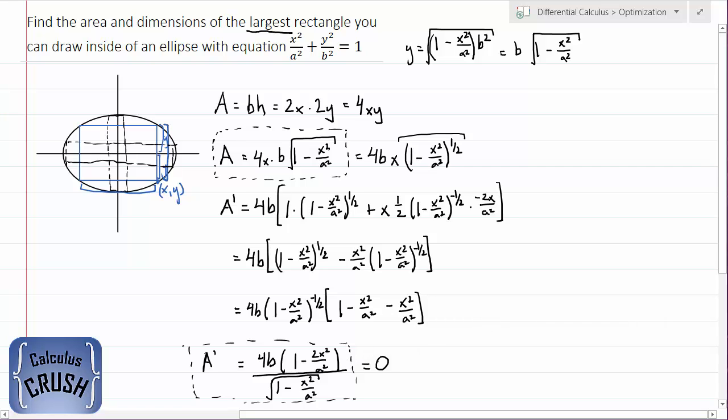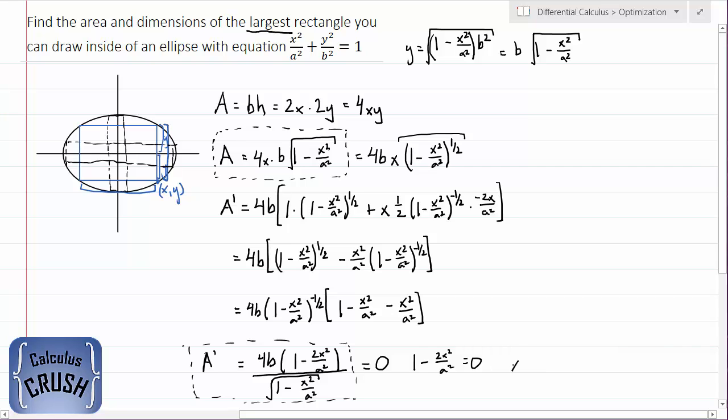Now what can make this derivative equal to 0? Can we ever make something equal to 0 using the bottom? No, we can't. So we don't even need to worry about this part. The 4b will also never be 0. So the only thing we need to set to 0 is this term right here. 1 minus 2x squared over a squared equals 0. We just need to solve this.